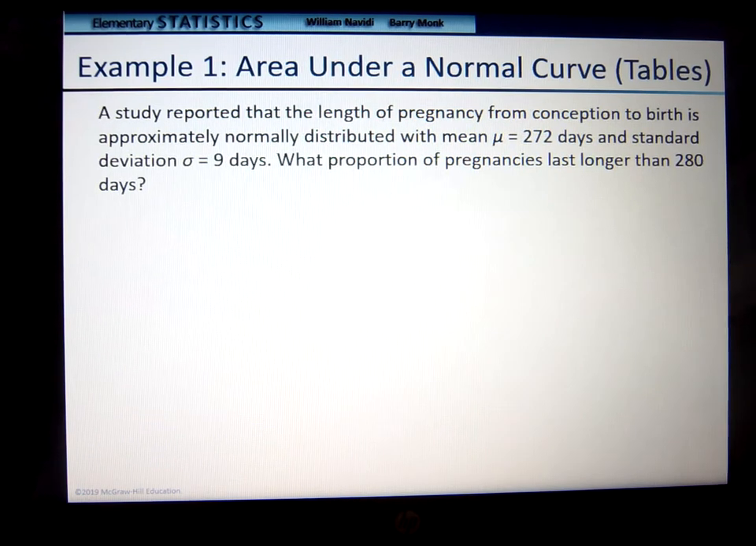A study reported that the length of pregnancy from conception to birth is approximately normal with a mean of 272 days and a standard deviation of 9 days. What proportion of pregnancies last longer than 280 days?